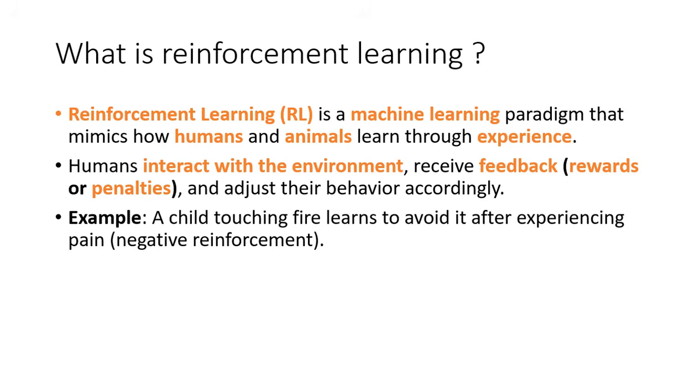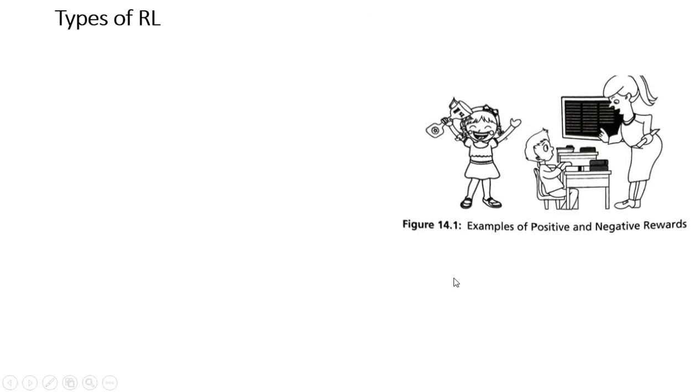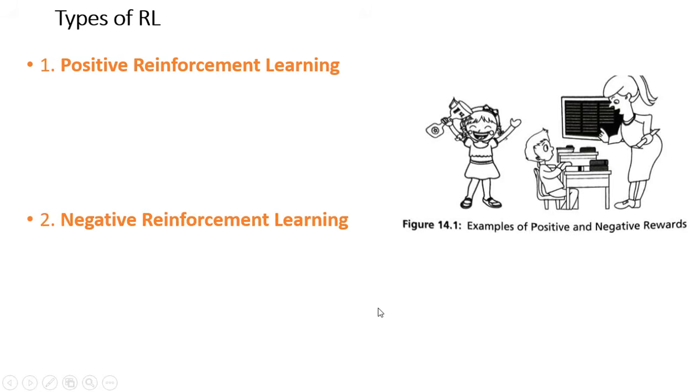Suppose a child touches fire. The first time it may touch the fire and it understands that it has to avoid it. So basically we learn from experience. In this case, a child touching a fire is an example of negative reinforcement. So there are two types of reinforcement learning, positive reinforcement learning and negative reinforcement learning.